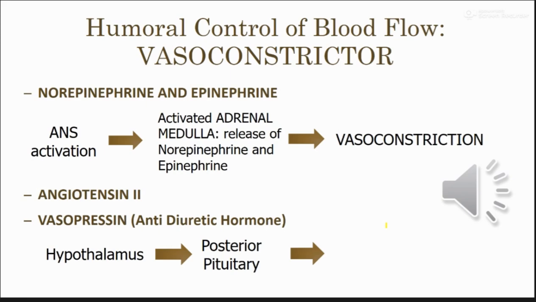For your norepinephrine and epinephrine, if the sympathetic nervous system is activated, specifically the adrenal medulla, during emergency situations, then your norepinephrine and epinephrine will be released, so they function as vasoconstrictors. On the other hand, your angiotensin 2 acts on the CNS to increase vasopressin or antidiuretic hormone. Antidiuretic hormone doesn't want you to produce urine. It happens in the hypothalamus, which stimulates the posterior pituitary to secrete ADH into the bloodstream, and again it functions as a vasoconstrictor.